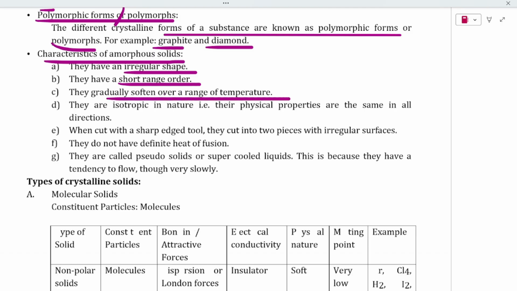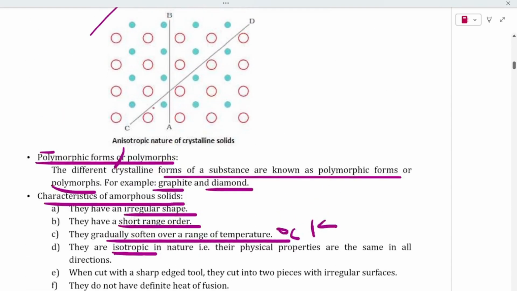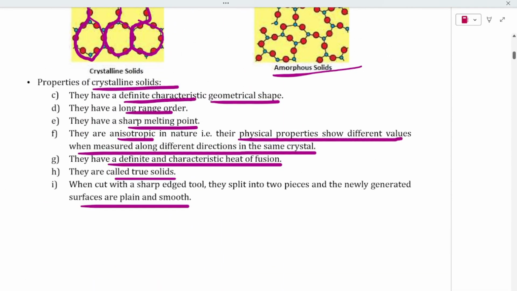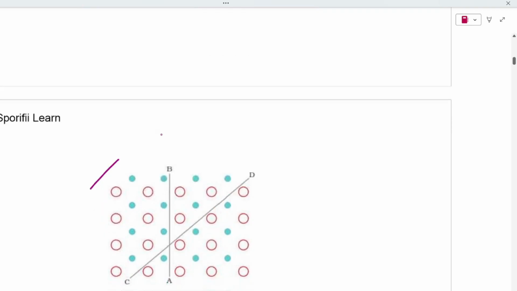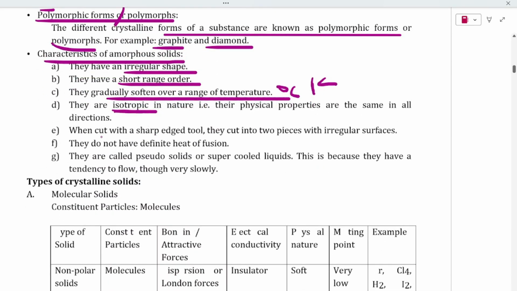Gradually it will melt or soften over a range of temperature. It should have some particular temperature in degrees Celsius or Kelvin, whatever is required for that particular nature. And they are isotropic. The previous one we saw was anisotropic, right? Here it is isotropic. And when you cut with a sharp edge tool, they cut into two pieces with irregular surfaces.